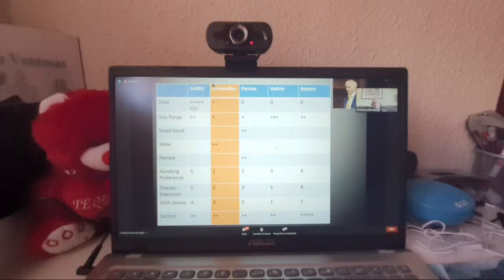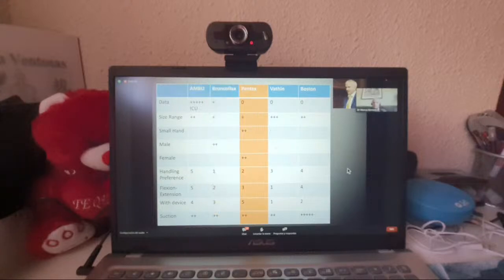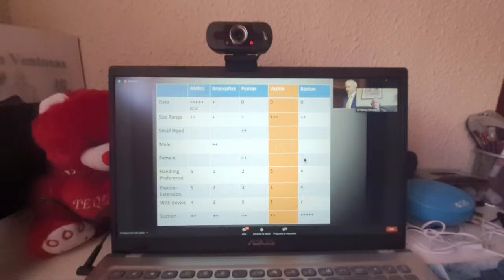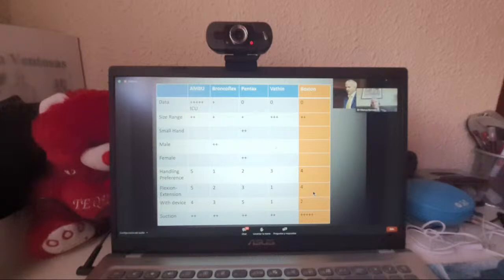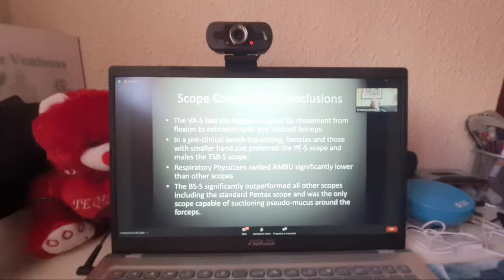As regards the next, sorry, I can't see the top of this because I've got the bronchoflex scope. Very little data other than ours. Male preference, and folks liked it when it was just put in their hands. Flexion extension was reasonable. Suction, very little data. Pentax, no data at all on this scope. It's got a poor size range. Small-handed females prefer that. The Vathin scope is a good size range, good flexion and extension, no data. But the Boston, for me, the big thing is suction here, and that's critical for me. It's got good flexion extension, but the critical thing for me is the suction.